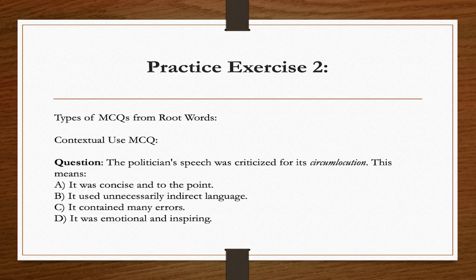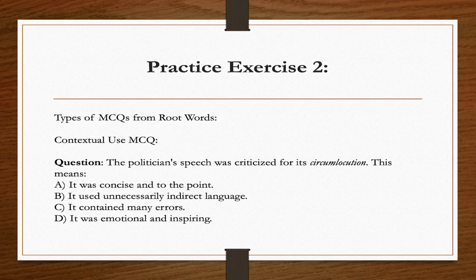Now, contextual use MCQs. The politician's speech was criticized for its circumlocution. This means: A. It was concise and to the point. B. It was unnecessarily indirect language. C. It contained many errors. And D. It was emotional and inspiring.